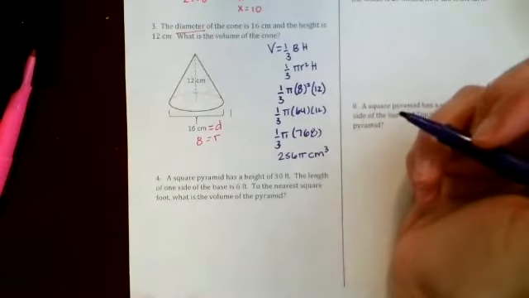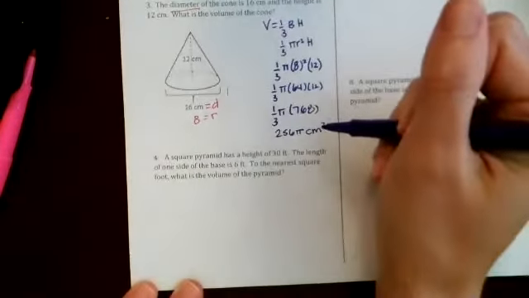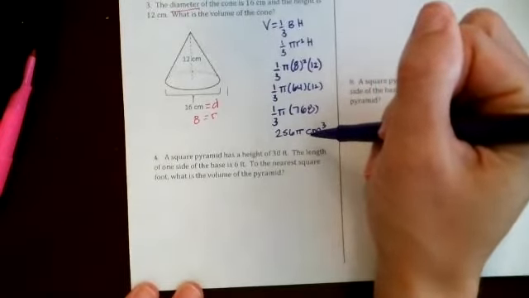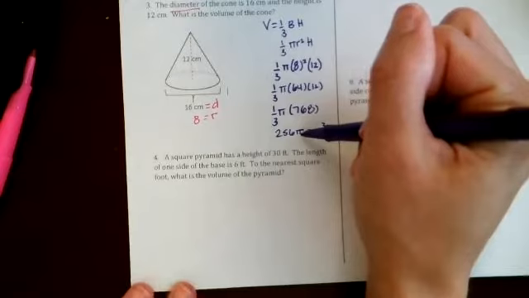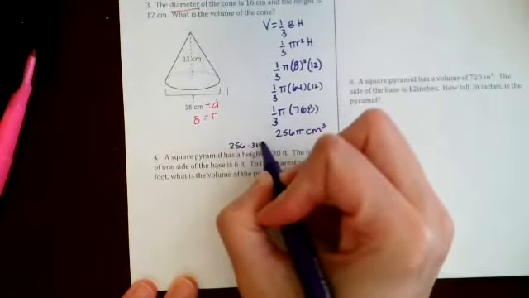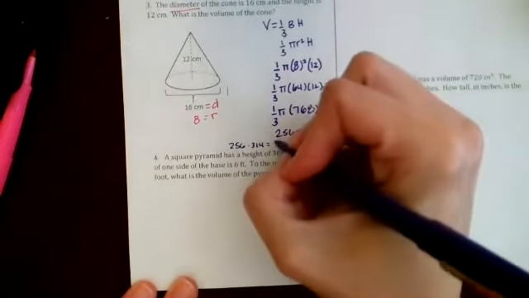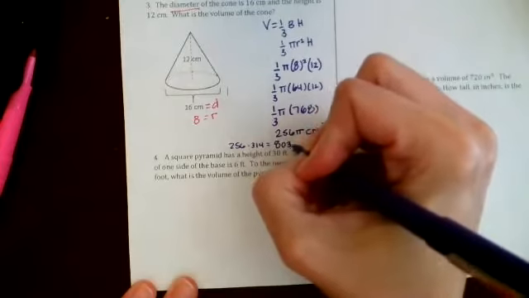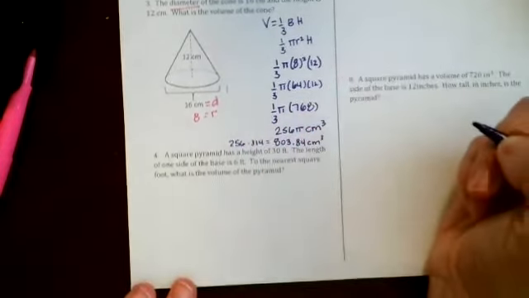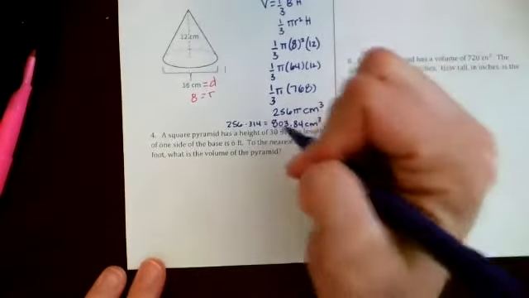Now again, the directions didn't say to leave it in terms of pi or to round. So if it is an exact answer, we leave it like this. If you would have to round it, we would plug in 3.14 for pi, and we could do 256 times 3.14, and we would get 803.84 centimeters cubed.